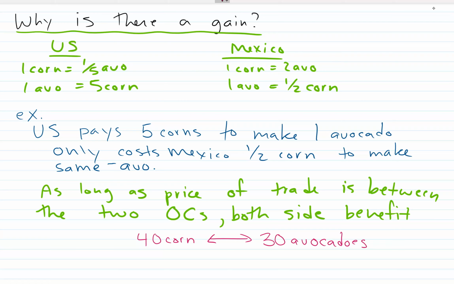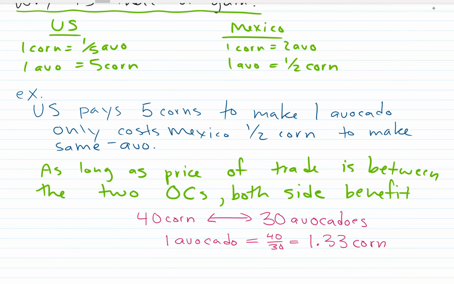If we divide both sides by 30, to find out how much 1 avocado costs, since we're using avocados as a reference, then 1 avocado costs 40 over 30, which is 1.33 corn. Why was this a gain for the two sides? For the U.S., this is really cheap. It costs the U.S. 5 corn to make an avocado, and in this case they're buying them from Mexico for 1.33. So they're getting them way cheaper than if they make them themselves.